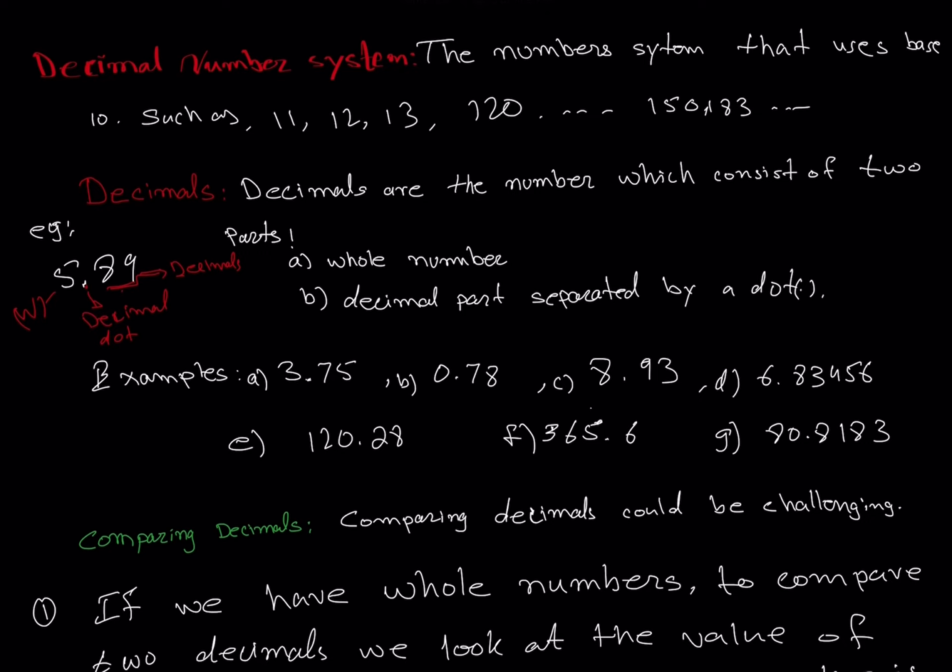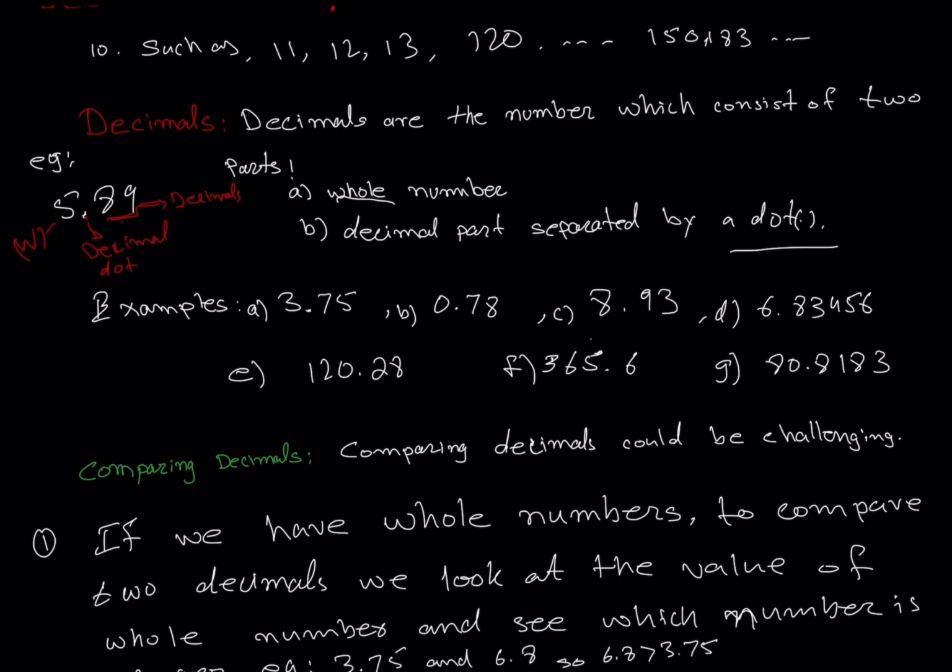And the decimals are numbers which consist of two parts. One part is the whole number, and the other part is the decimal part, separated by a dot. So there should be a difference between the decimal number system, which uses a base 10, sometimes called the decimal system, where dec means 10. If you are referring to decimals, there will be a whole number and a decimal part separated by a dot. That's how we call them decimals, numbers with decimal values.